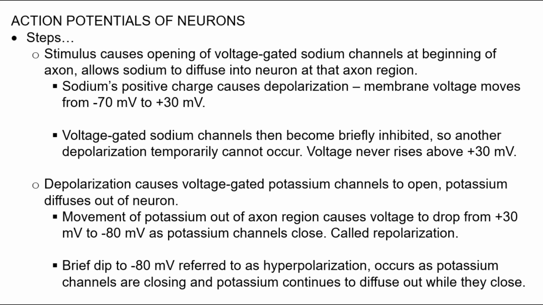The depolarization causes voltage-gated potassium channels to open, allowing potassium to diffuse out of the neuron. Movement of potassium causes the voltage to drop from plus 30 millivolts towards minus 80 millivolts as potassium channels begin to close. This drop in voltage towards the resting membrane voltage is called repolarization. For a brief moment, that is about a few milliseconds, the membrane voltage reaches minus 80 millivolts, which is called hyperpolarization. It occurs as voltage-gated potassium channels begin to close and some potassium continues to diffuse out as they close.